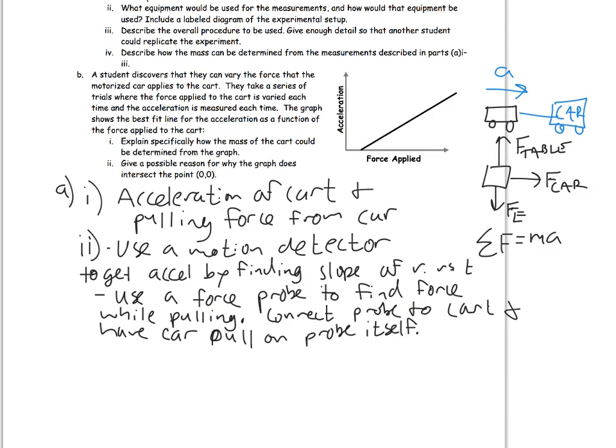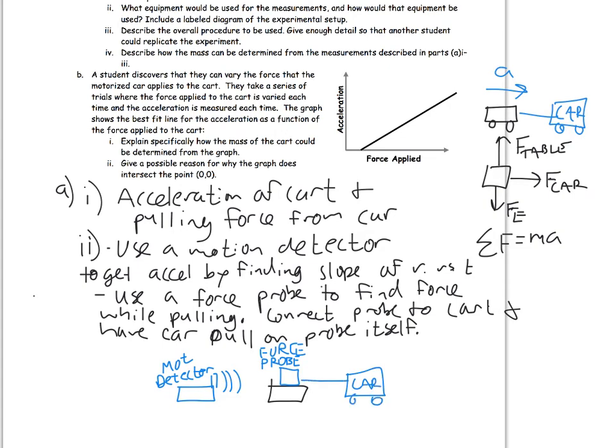Thinking about a quick diagram here, I'm going to draw my motion detector sitting there. And it doesn't exactly have to look like the motion detector. Boxes are great little pictures. And then I'm going to have my cart with my force probe on top of it. And then I'm going to have my motorized car here. And like I said, that's going to be pulling directly on the force probe so I can get that force reading as we accelerate to the right.